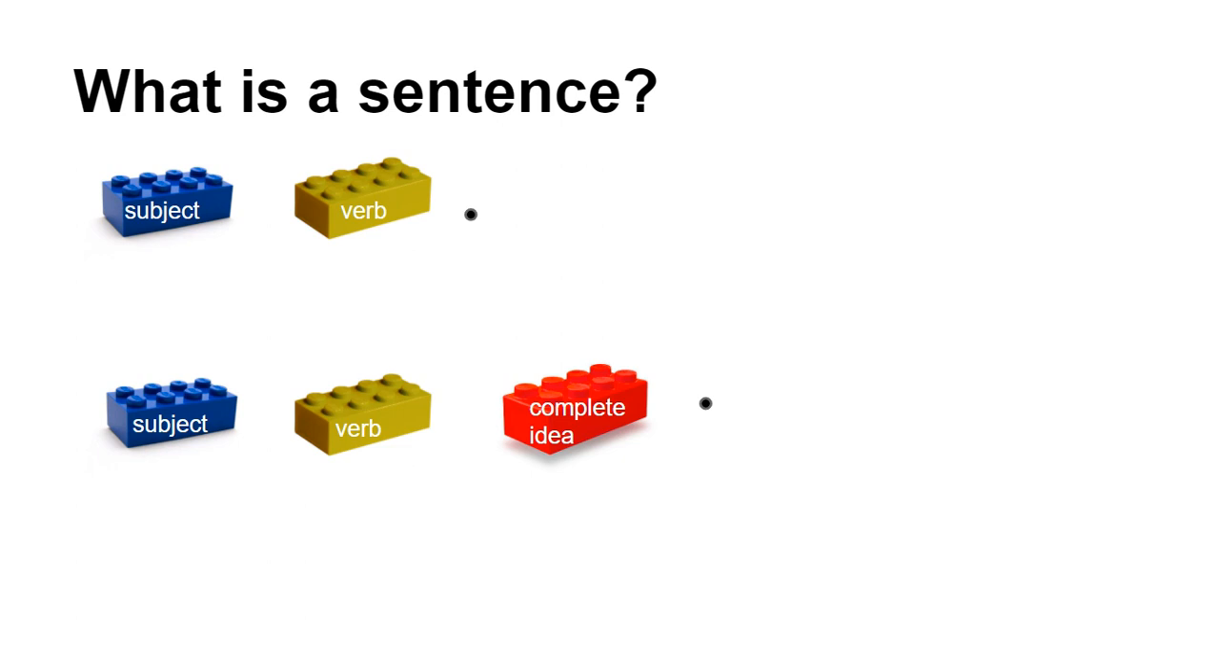Sometimes you need more. So a subject and a verb and something else to make it a complete idea. For example, every Christmas, my daughter, subject, gives, verb, me a present. That would be a complete sentence. And these two are statements, so I put a period at the end, but I could use an exclamation or a question mark.